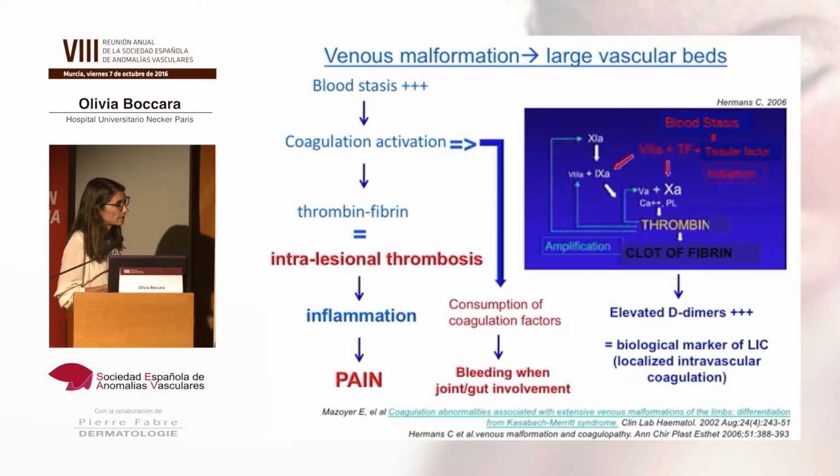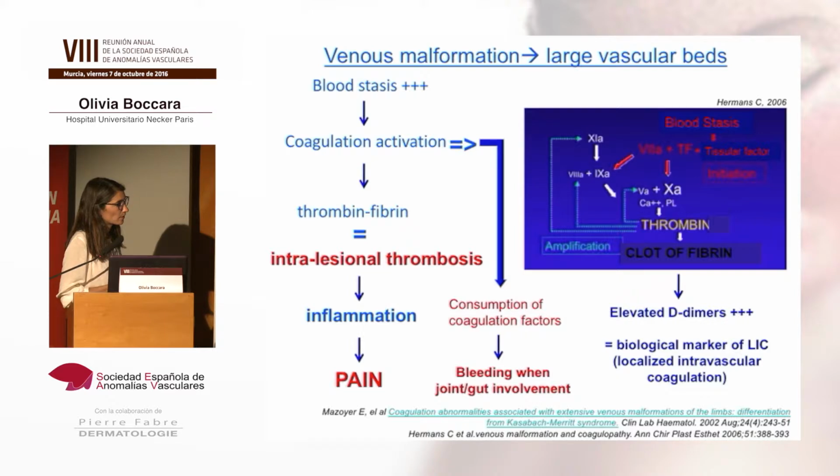The blood stasis will activate many different coagulation factors, and the most important is the 10A coagulation factor. This 10A factor will be responsible almost directly for the thrombin generation, and thrombin generation is almost already a change in fibrin, which characterize the thrombosis. The thrombus within the vascular bed is responsible for inflammation, and it is the inflammation which will be responsible for the pain.